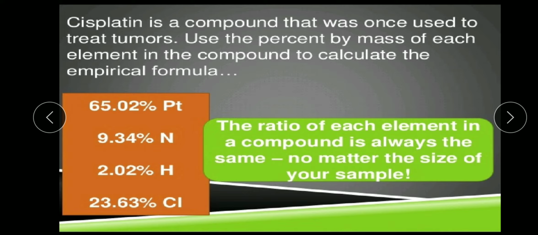Cisplatin is a compound that was once used to treat tumors. Use the percent by mass of each element in the compound to calculate the empirical formula. They gave platinum as 65.02%, 9.34% of nitrogen, 2.02% of hydrogen, 23.63% of chlorine. Seeing the next step, calculate the empirical formula. This is for your work, and next I will solve problems related to the empirical formula.